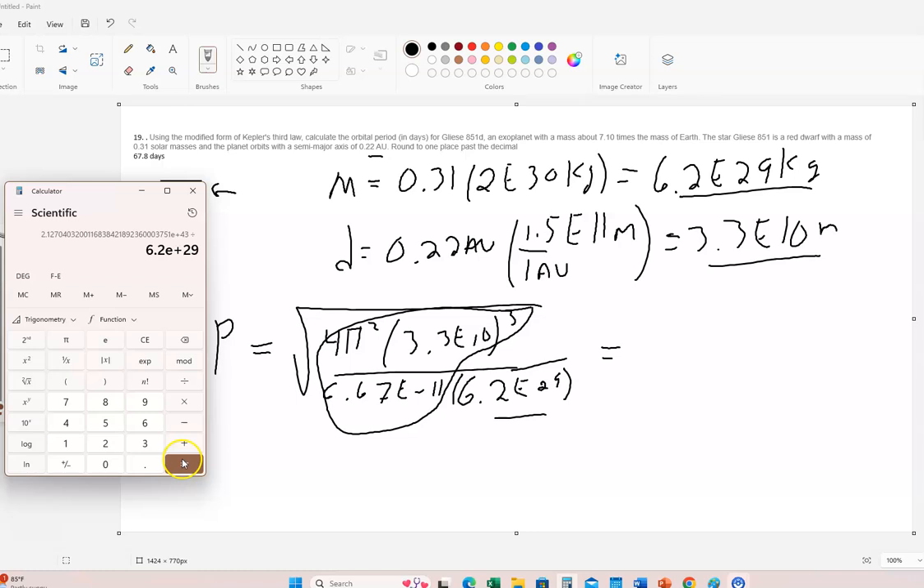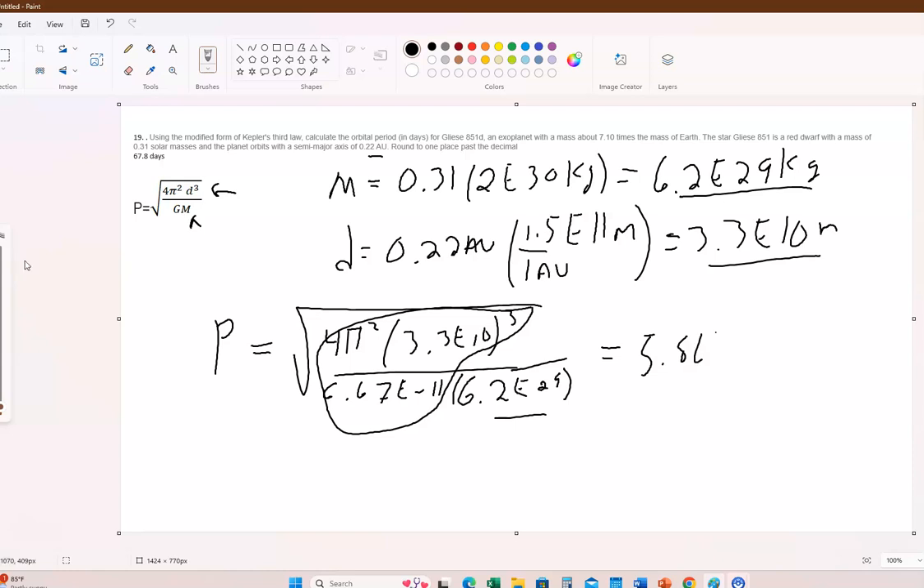Equals. Now remember, that's still under the square root, so I've got to take the square root of that. There it is, so that's the period in seconds: 5.86, something like that.